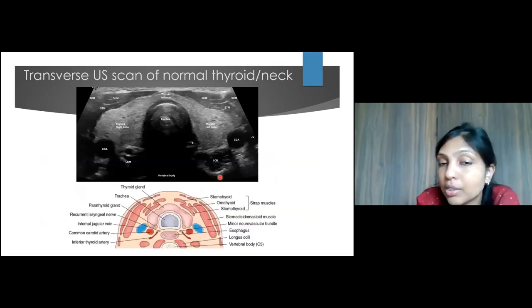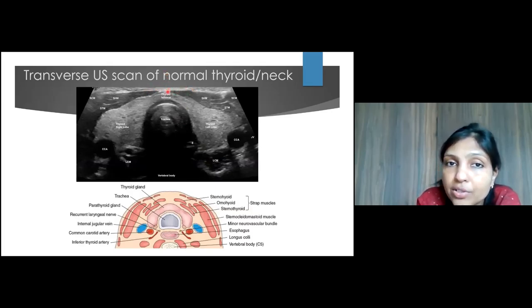And this is how it corroborates with the anatomy. As I mentioned before, this is the skin, and this is where the sound waves are traveling through. It traverses the thyroid isthmus here and then bounces off the cartilaginous ring of the trachea, which is what causes a posterior signal dropout. And what we see here is no shadows. Then this is the right lobe of the thyroid and this is the left lobe of the thyroid.